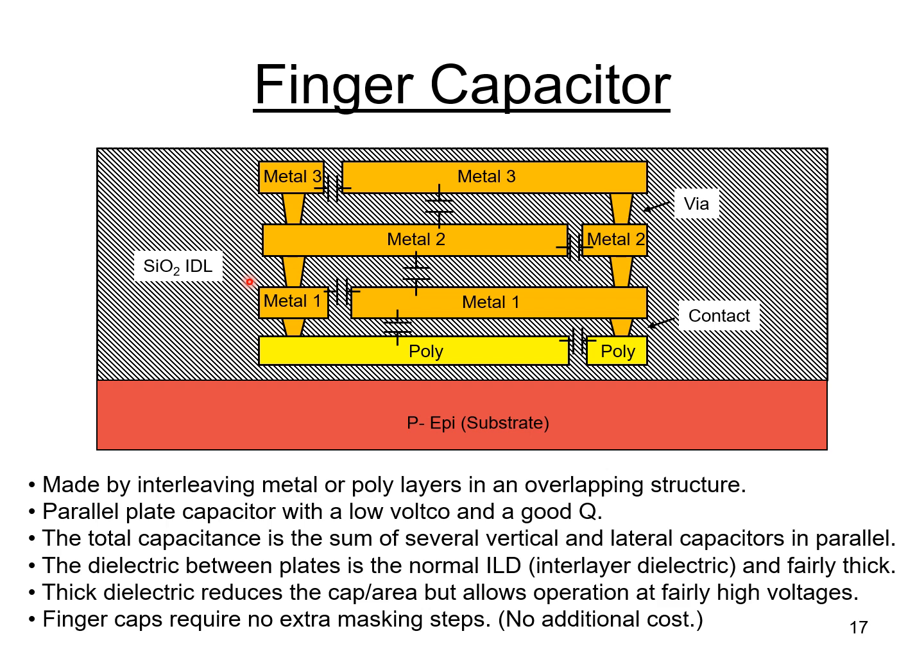However, this type of capacitor does operate at fairly high voltages because you're using the standard interlayer dielectric as your dielectric between the metal plates. Another advantage finger caps have is they don't require any extra masking steps. This uses all the standard metal layers and all the standard interlayer dielectrics. So there's no additional cost for using a finger cap, well, aside from the extra area that it takes up.